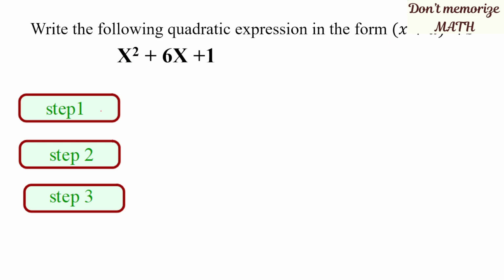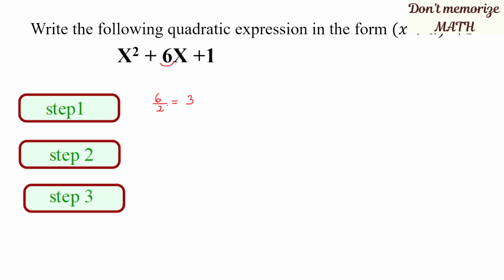So step 1, whatever the number with x, we will divide by 2. That is step 1. Here you can see with x you have 6. So 6 divided by 2 equals 3. Okay, this is the first step. I hope this is clear for you. If you have a negative, no need to take the negative, just take the number and divide by 2.